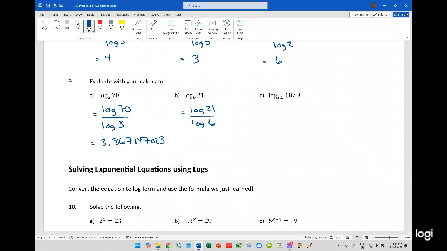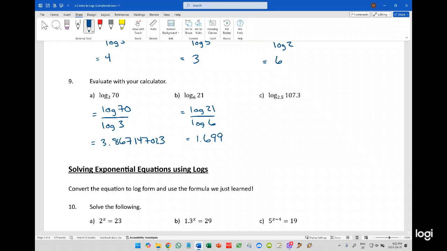Log of 21 divided by log of 6 equals... Oh, sorry, did I say 1/2? No, sorry, I said it should be between 1 and 2. 6 to the 1 is too small, 6 to the 2 is too big. So it's actually 1.699. Or again, we could just put down 1.7.